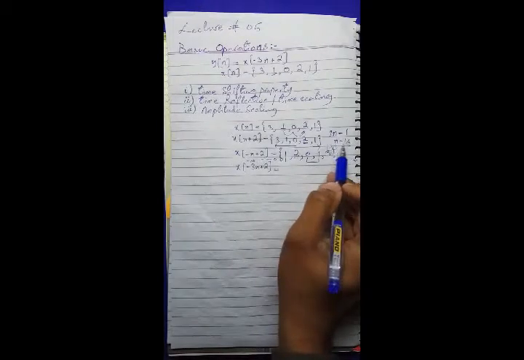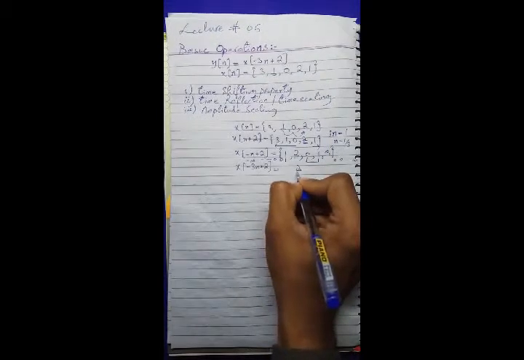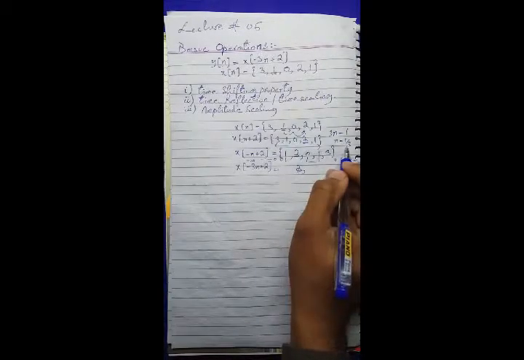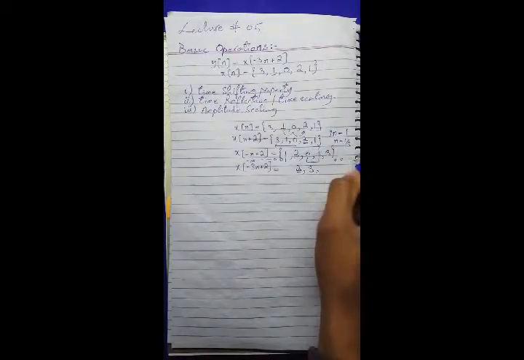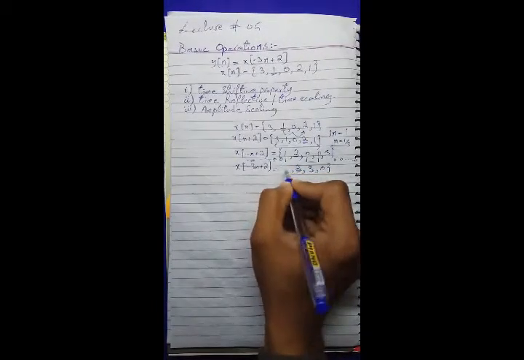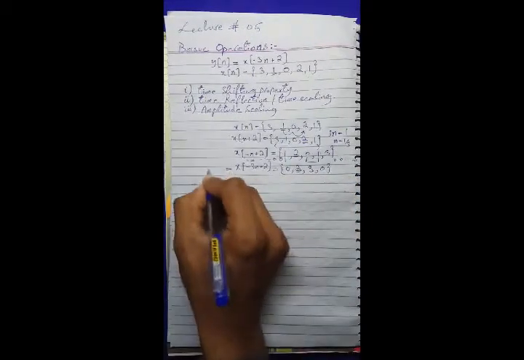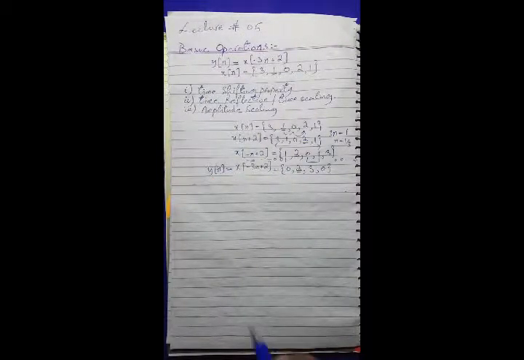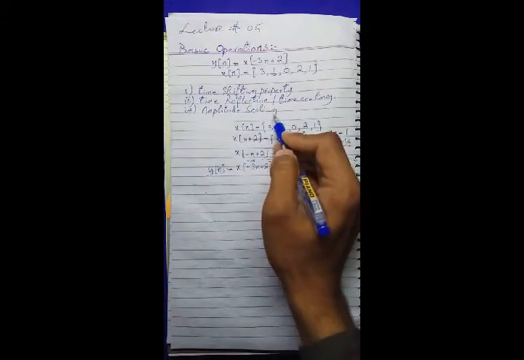So if we compress this signal by a factor of 3, we write 2 and then we skip these two samples and write the third value because it is compressed by a factor of 3. So we write 3 and then we know that 0, we will skip 1 and 0 and we write here 0, and this is our required signal. This is nothing but y of n. We do not apply the amplitude scaling because there is no amplitude scaling. We will skip this property.